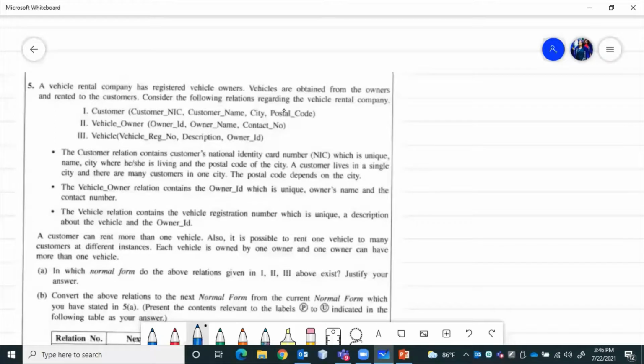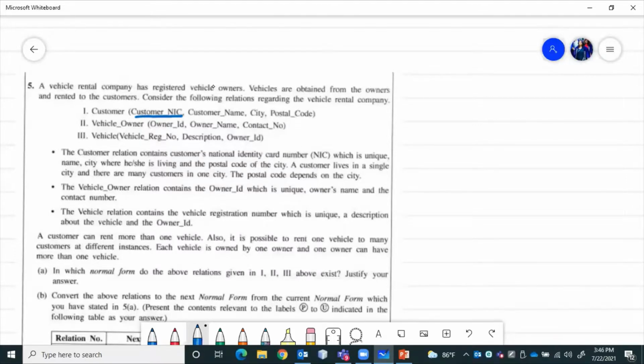Consider the following relations regarding the vehicle rental company. Here we have three relations. Customer: customer NIC, customer name, city, postal code. Vehicle owner is another relation: owner ID, owner name, contact number. Vehicle is another relation: vehicle registration number, description, and the owner ID. Who's the owner, right? The customer relation contains the customer's national identity card number, which is unique. This is your paper, so you better underline it. This is the primary key.